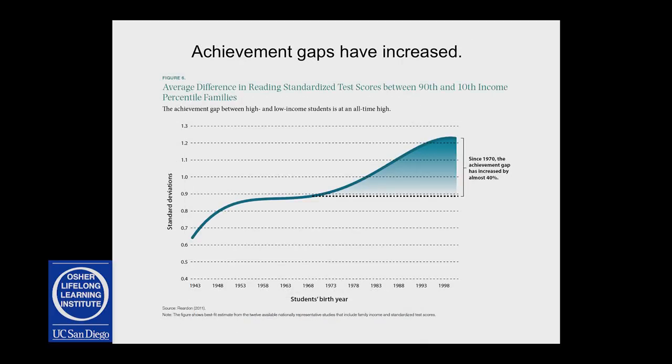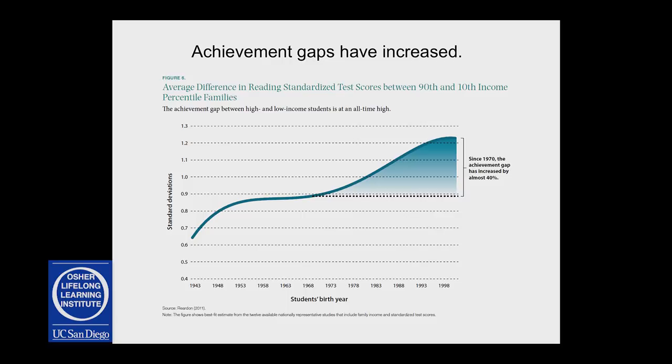Also, achievement gaps have really increased. So this is some nice work done by Sean Reardon, who's at the Stanford Education School. This is the average difference in reading standardized test scores between the 90th, which means the top 10%, and the bottom 10% income percentile families. So what we're going to do is take children whose parents are in the top 10% of the income distribution and look at their reading standardized test scores, and children whose parents are in the bottom 10% of the income distribution, and look at their scores. And let's look at this over time from 1943 to 1990, about 2000. And the point he makes here is that since 1970, the achievement gap between those kids at the top versus the kids at the bottom, based on their parents' income, has really increased over time.